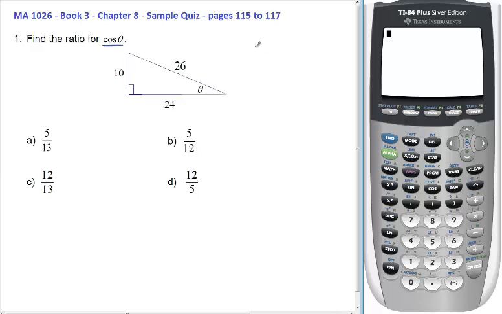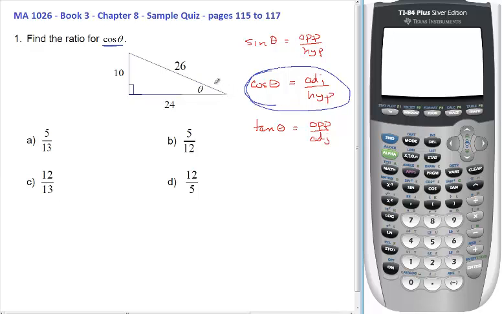Now you have to know your definitions, and I'm sure you've got to memorize them at this point. We know that the sine of an angle is the ratio of its opposite side to its hypotenuse. The cosine of an angle is the ratio of its adjacent side to its hypotenuse, and the tan of an angle is equal to the ratio of the opposite side to the adjacent side. Now, what we're looking for, of course, is cosine. So we're looking for adjacent over hypotenuse.